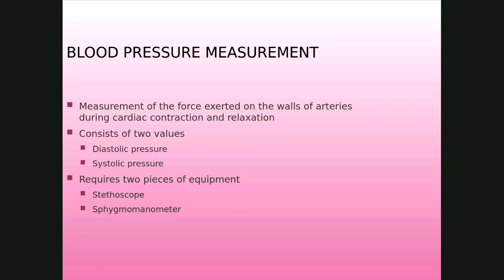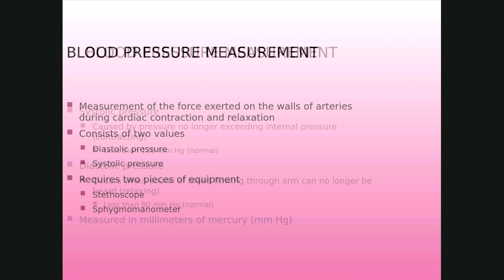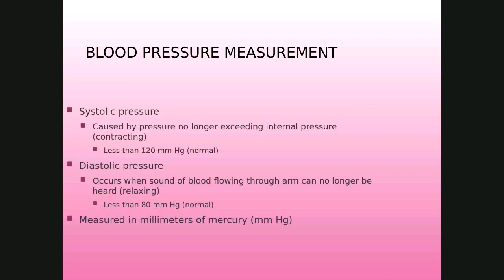Okay, so the systolic pressure is the peak pressure during contraction of the heart, and the diastolic pressure is the pressure at rest. Systolic is identified when you first hear the blood flow as the cuff pressure drops below the arterial pressure. Diastolic pressure occurs when the sound of blood flowing through the arm can no longer be heard, where it's relaxing.